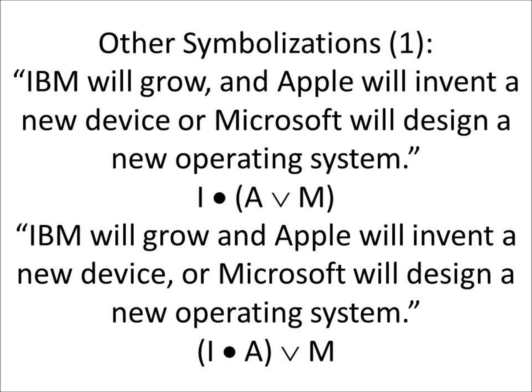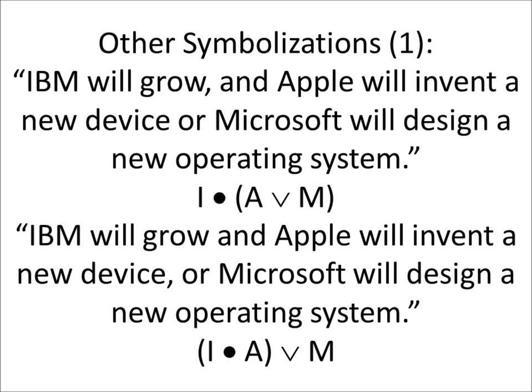The parentheses have to go to the right in that case. So I dot parentheses A wedge M. If you had the parentheses on the other side, it would not be logically equivalent to I dot A wedge M. All right, the parentheses have to be on that particular side, or it's wrong.